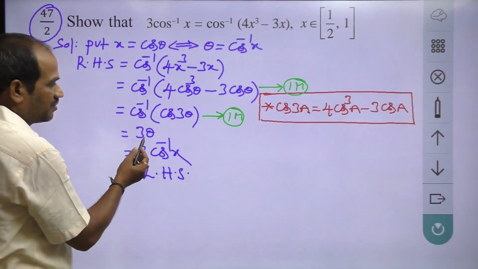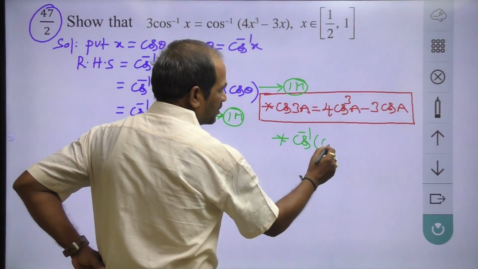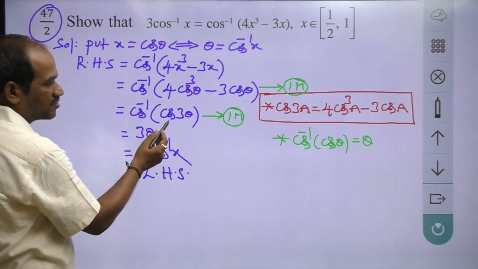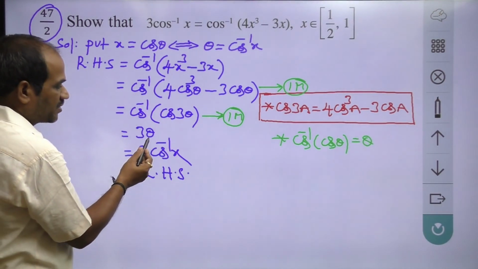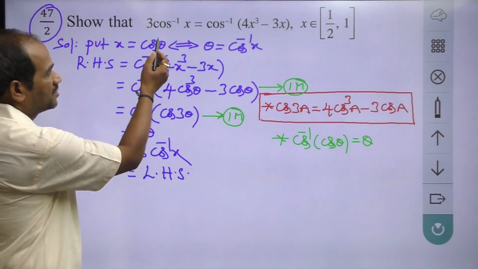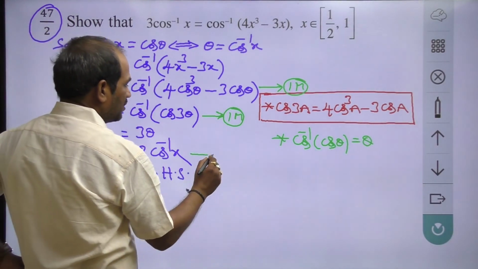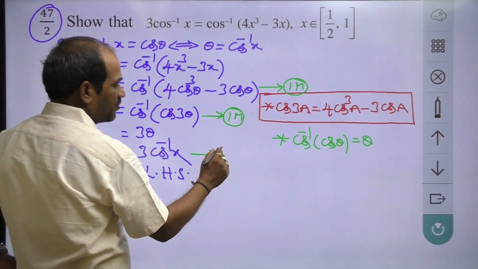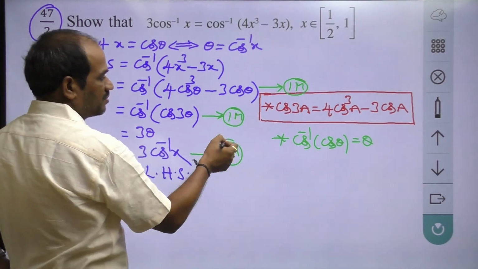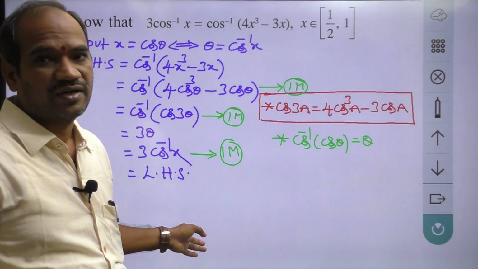Next, the cos inverse of cos theta formula: cos inverse of cos theta is equal to theta. So cos inverse of cos 3 theta is 3 theta. Replace theta by cos inverse of x, giving 3 cos inverse x. Check the LHS value, 3 cos inverse x, so that is equal to the LHS. In the last step, replacing theta by cos inverse x is given 1 mark. 3 steps, 3 marks. Write this question and practice one time.